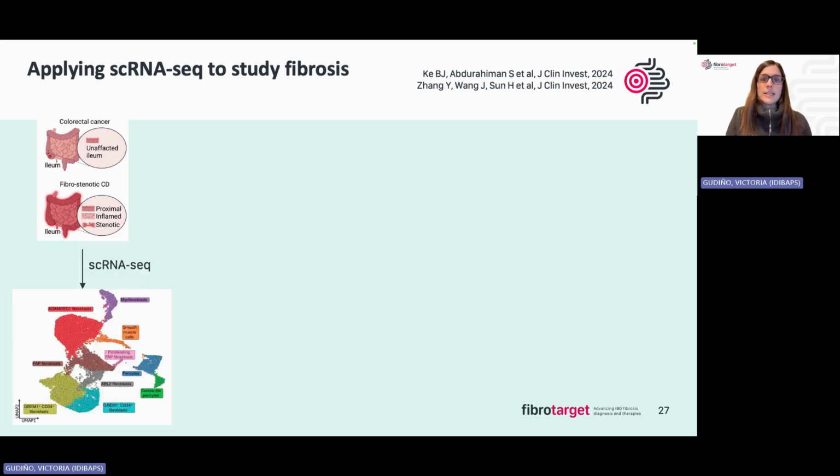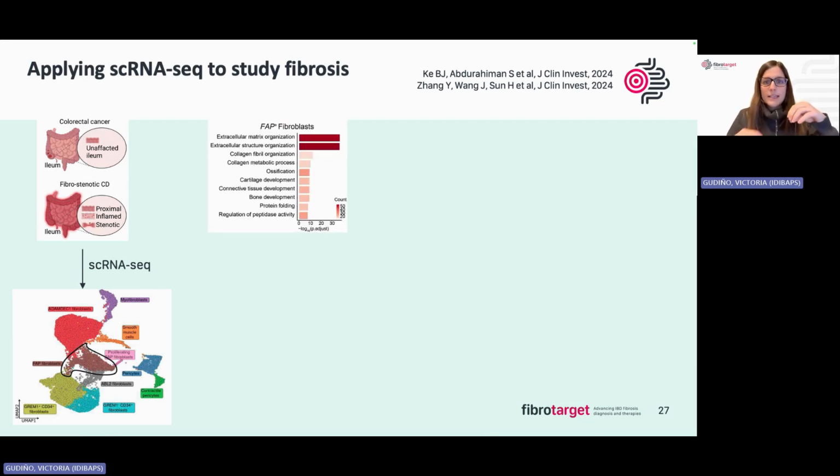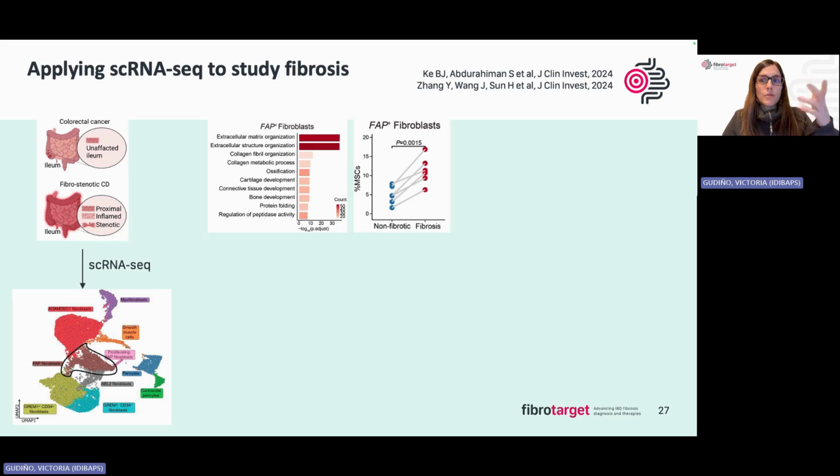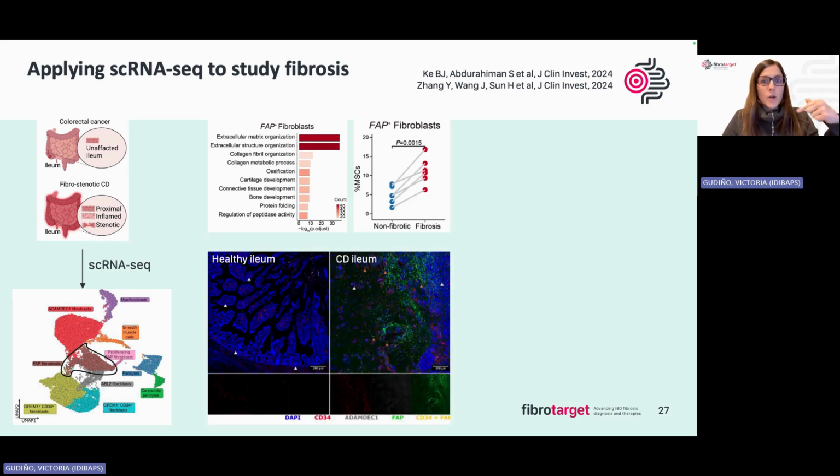When they conducted single-cell analysis of the stromal compartment, they identified a subset of fibroblasts that were specific to inflammation and fibrosis, which they both annotated as FAB fibroblasts. Pathway analysis indicated that these cells were enriched in extracellular matrix and collagen processes, and they validated their increased abundance in fibrosis by flow cytometry. Moreover, staining of FAB-positive cells indicated that these fibroblasts were mainly localized at the submucosal layer, which is where extracellular matrix normally accumulates in fibrostenosis.